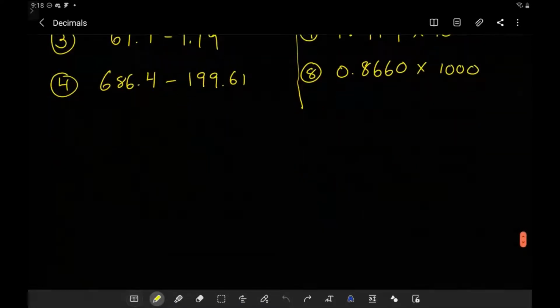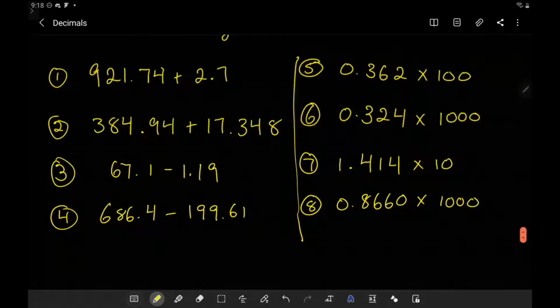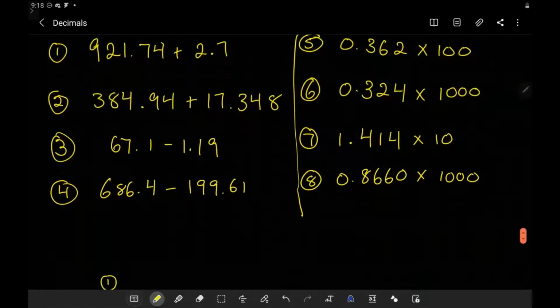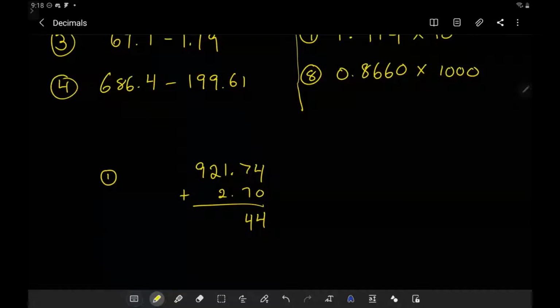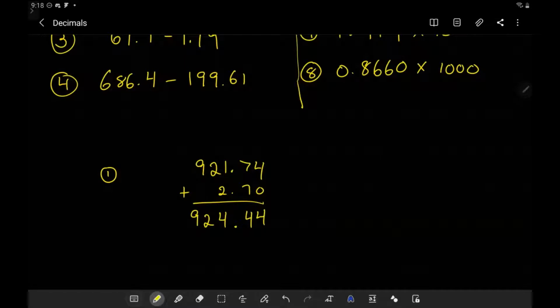So number one, we have 4 plus 7, and 7 is 14. 2 and 1 is 3, and remember we had 1 left over from the 14, so this is 4 here as well, and there is nothing else to add up. Okay, so that's the first one.